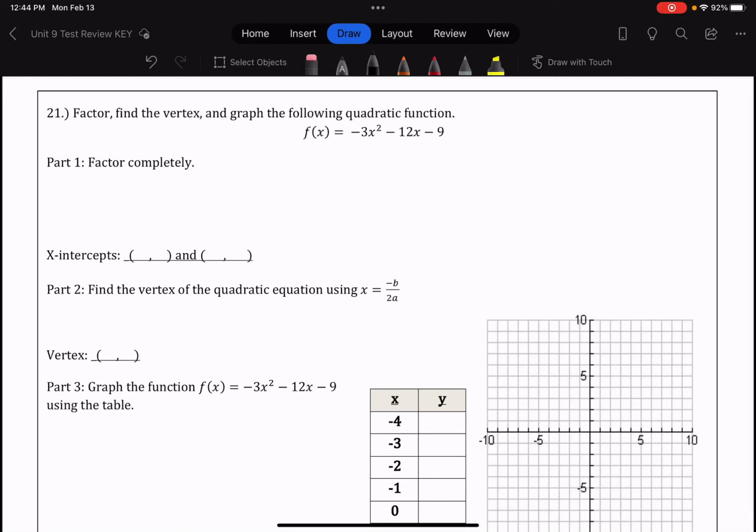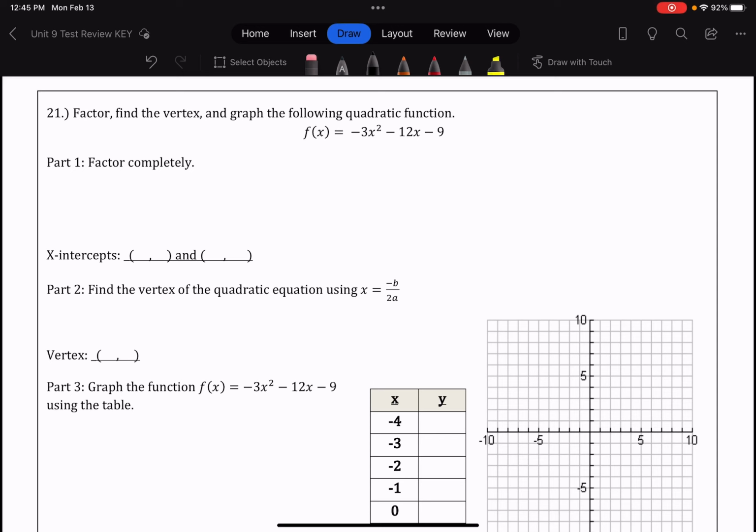Hey guys, it's Miss Adams, and we're going to look at the last question on this Unit 9 test review. First thing it's telling us to do is to factor. After we factor, we're going to find the x-intercepts from our factored form. Then we're going to find the vertex, and from there we're going to graph this function.